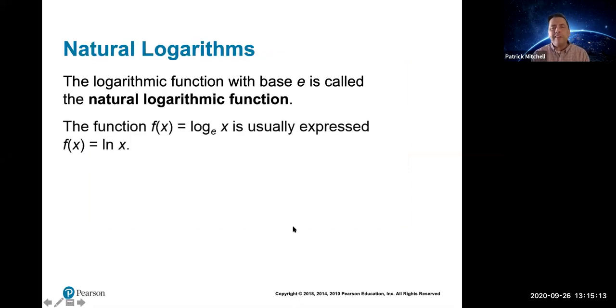All right, and that brings us to natural logarithms. So the natural logarithmic function is the logarithmic function with base e. So in the last section, we talked about f of x equals e to the x. This is the inverse of that function. This is the simplest logarithm to work with in calculus, believe it or not. That's why it's called natural. The function f of x equals log base e of x is usually written f of x equals ln of x, natural logarithm.